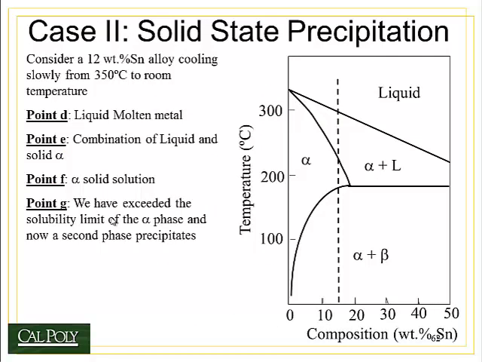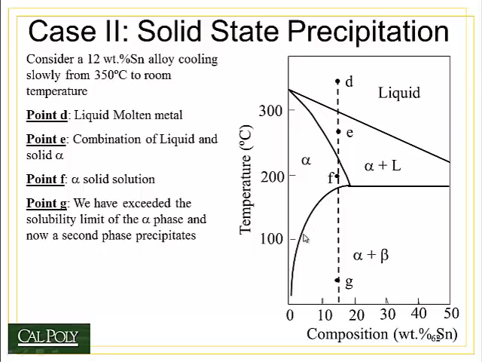Now let's take a little bit more complicated case, solid state precipitation. So now consider a 12 weight % tin alloy that's cooled from 350 degrees Celsius to room temperature very slowly. So 12% moves us over to the right on the phase diagram. So here we have our dashed line again, and we're going to cool it from point D, up here where we have molten liquid, to point E, where we have a combination of alpha and liquid, so we would draw a picture with chunks of alpha floating in a liquid, to point F, where we have an alpha solid solution, where we would draw alpha grain boundaries, just as we saw in the last example, to point G.